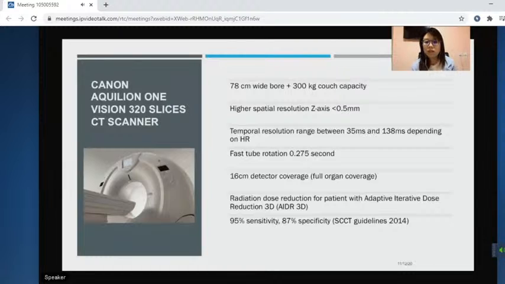But for CCTA, the sensitivity is 95% and specificity is 87%, because patients with heavy calcified plaques and patients with heavy metal stents may cause blooming artifacts, and it may affect the results and the diagnosis.